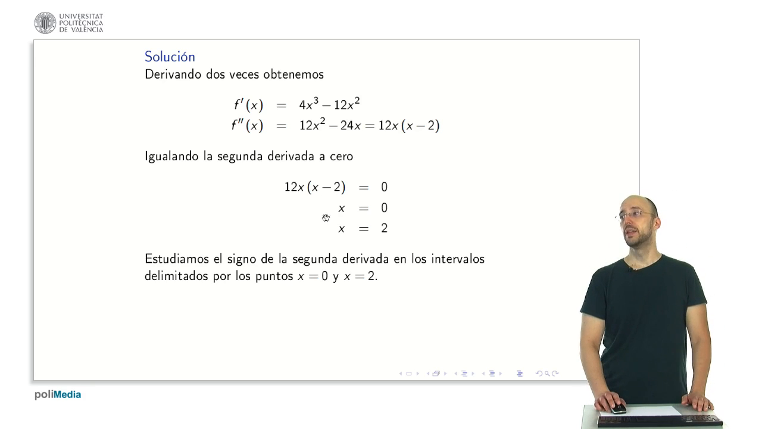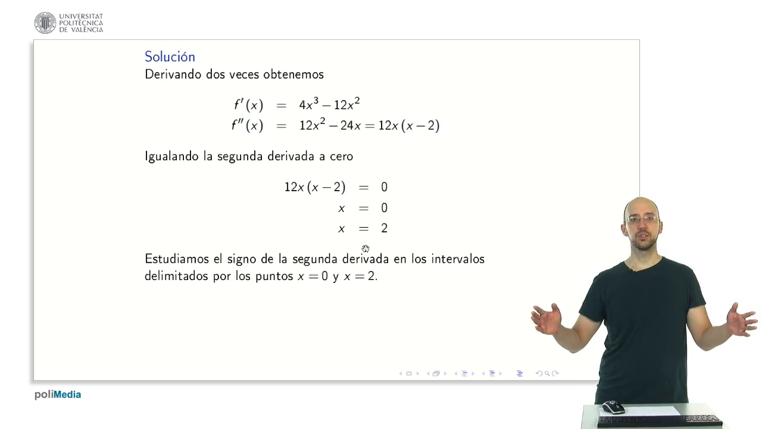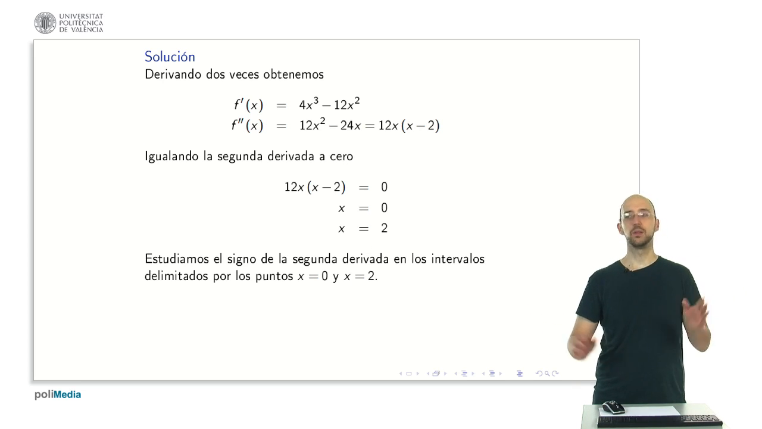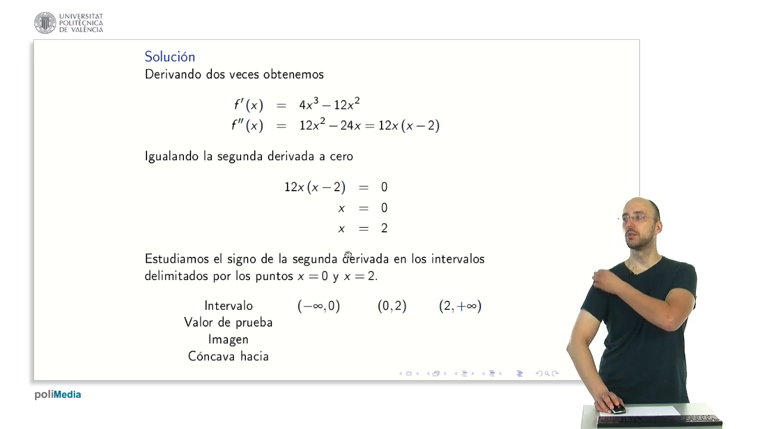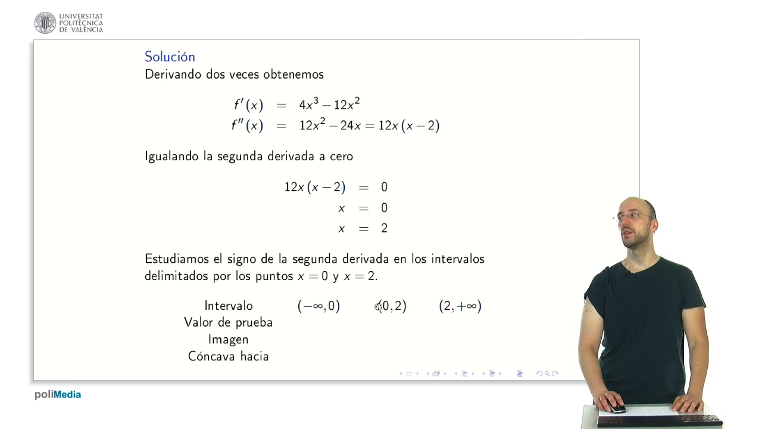We then need to divide the real number line into three segments, from negative infinity to 0, from 0 to 2, and from 2 to positive infinity. In these intervals, we will analyze the sign of the second derivative to determine whether the function is concave up or concave down.